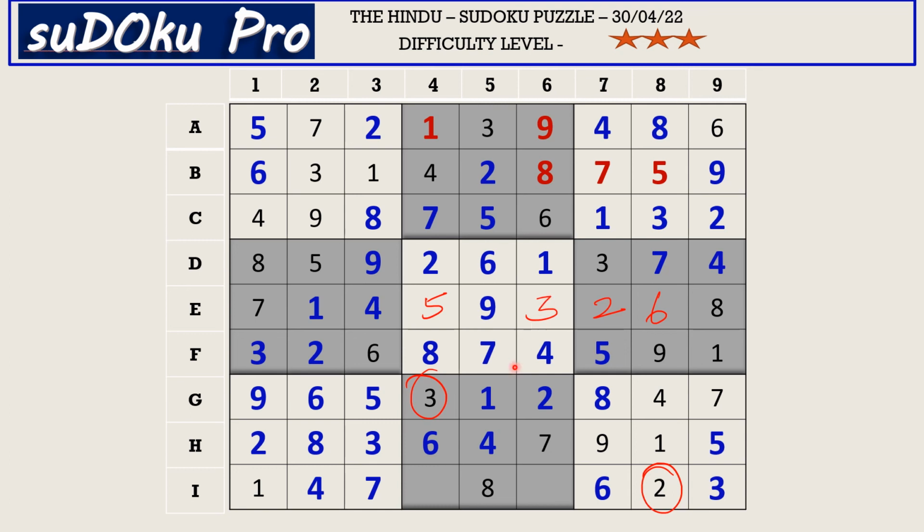Now here the missing numbers are 5 and 9. There is 5 blocking from here. So I4 takes 9 and I6 takes 5. And the puzzle is solved.